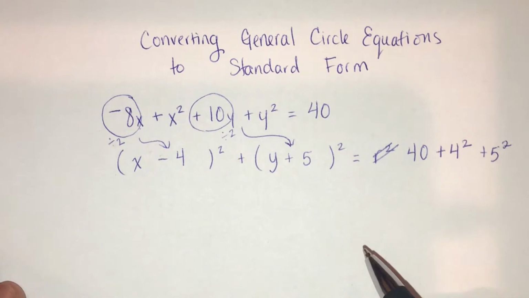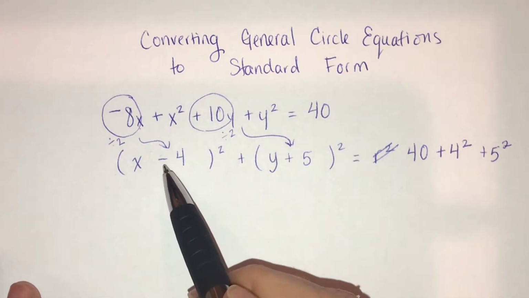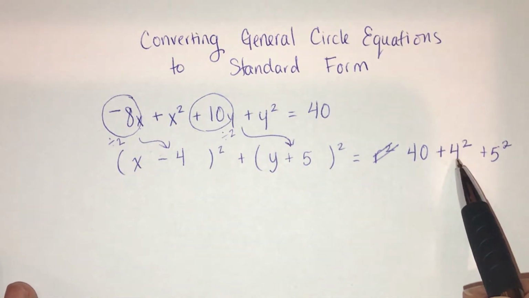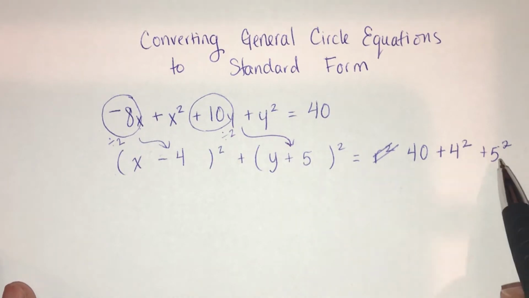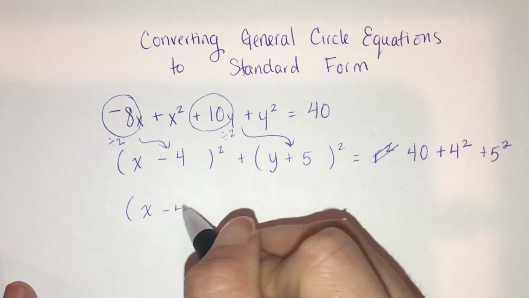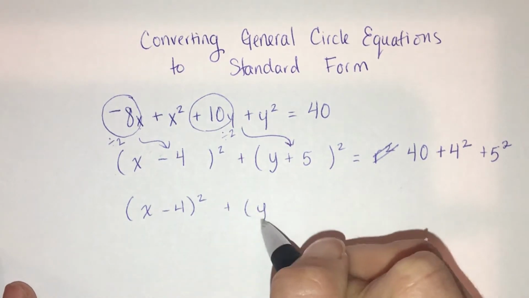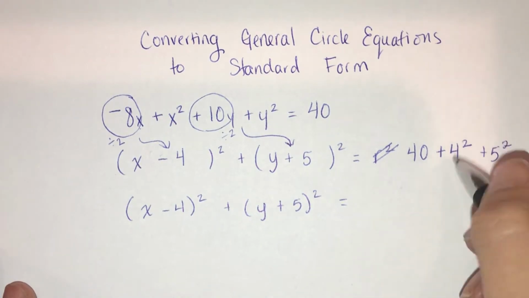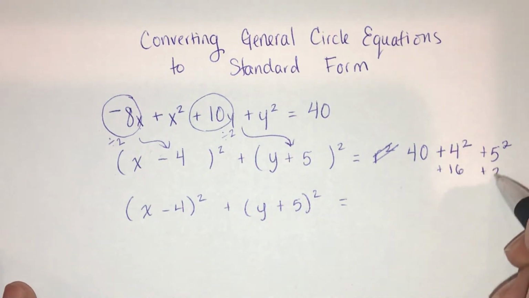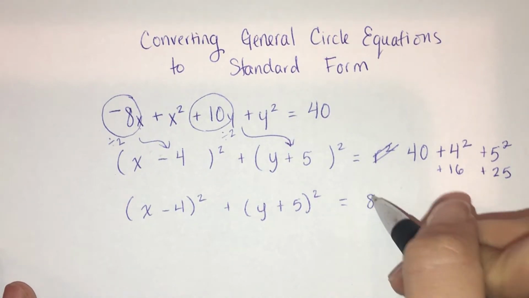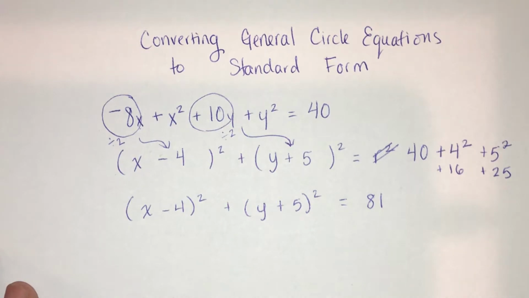That's a little bit weird also because this was negative, but remember when you square something it's going to become positive anyway, and then over here it was positive and it can just stay that way. So our final equation will end up being (x minus 4) squared plus (y plus 5) squared equals 40 plus 16 plus 25. And if you get out your calculator and add that up, that ends up being 81. So this would be my equation.